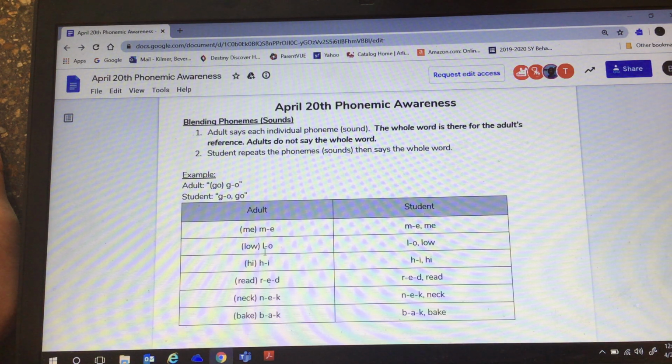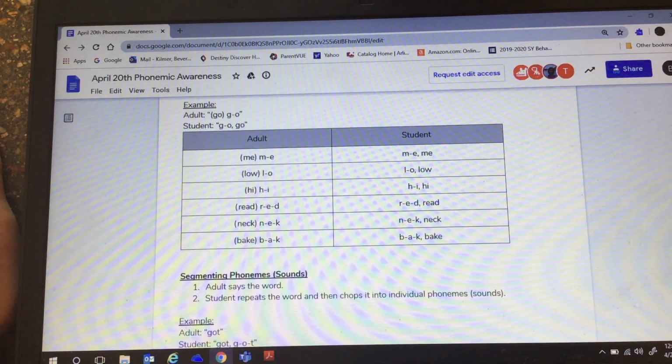So here I know the word is "low," "o," and the student says "o, low." Okay, I know the word is "high," so I'm going to say "I." The student will repeat "I, high." Okay, I won't do any more, but this same activity is repeated all week long. I just wanted it to be clear how that works.